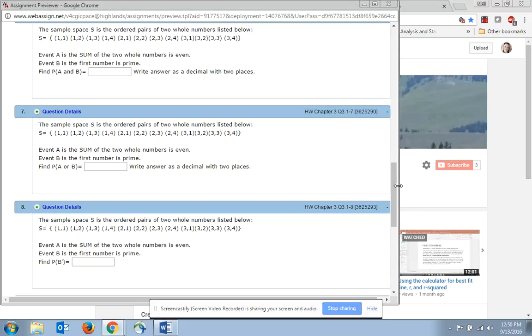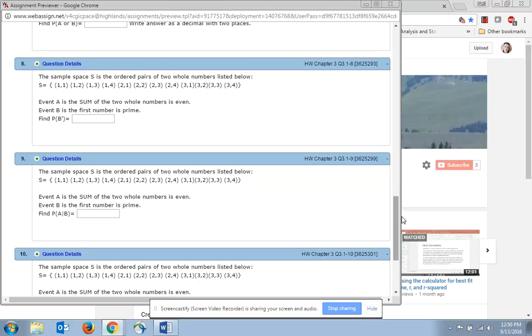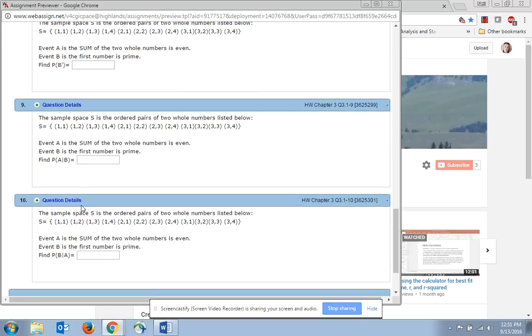For number 8, it's the probability of B complement, which is basically everything that is not in B. And then for 9, go look in the PowerPoints because this is the probability of A given B. And then this one is the probability of B given A. And there's an example that you're going to use for this one up here in 9. So it's going to be the probability of A and B divided by the probability of B, where this one is the probability of A and B divided by the probability of A.